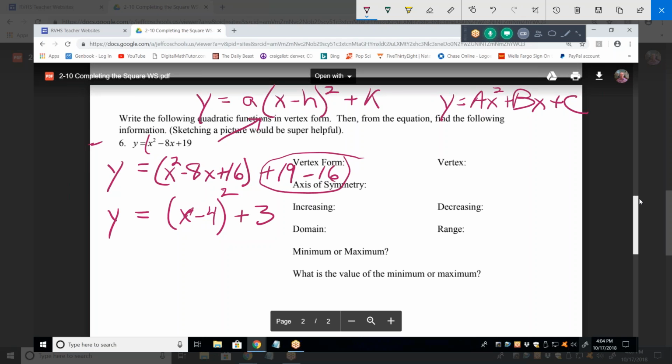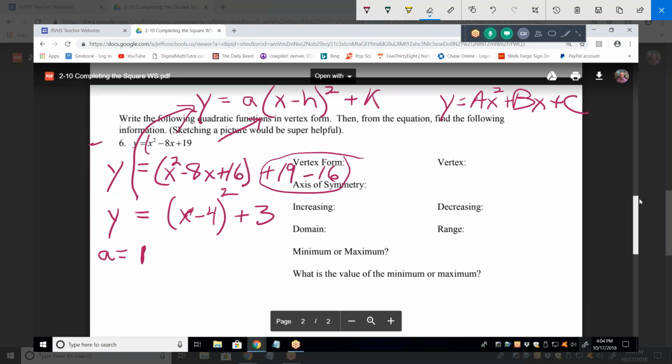Okay, notice we have it now in vertex format. Tell me what A is. A is 1. In other words, when you don't have a coefficient in front of something, it's a 1. It's just not written. In that last case, we had to factor out that 3, so A would have been 3. So A is 1.